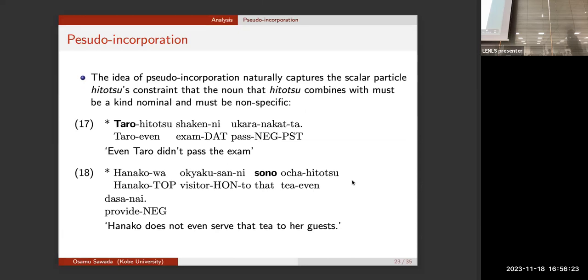So 17 is a case where hitotsu attaches to the subject. Yeah, but the judgment is due to the specificity. So agent plus... This is what I have come up with now: gakusei hitori mo kiyashinakatta. Not even a single student came. In that case, gakusei, student, is the agent.